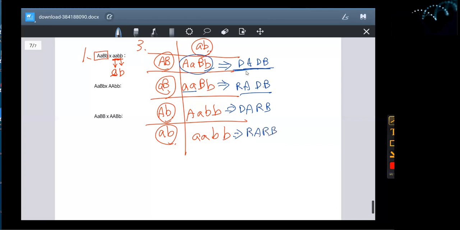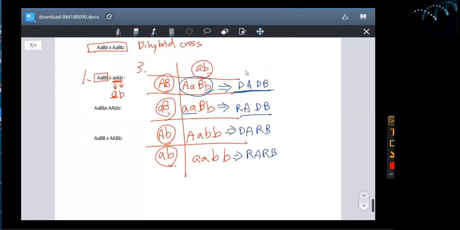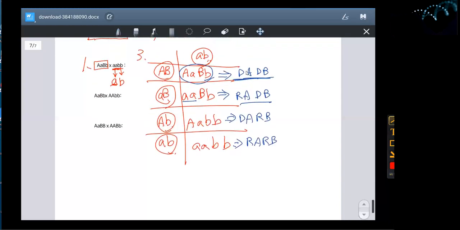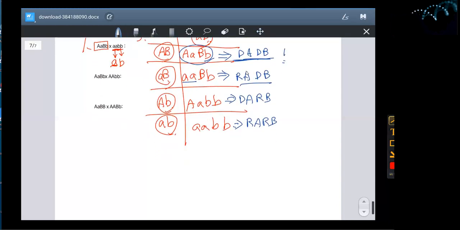Okay, let's check if any of them are repeated. Dominant A, dominant B. Nope. Okay, none of them are repeated. So the question asks for phenotypic ratio for this cross. Then my answer will be dominant A, dominant B, 2, recessive A, dominant B, 2, dominant A, recessive B, 2, recessive A, recessive B, 1. So 1, 2, 1, 2, 1, 2, 1. That's your answer. Okay, this equals 1, 2, 1, 2, 1.